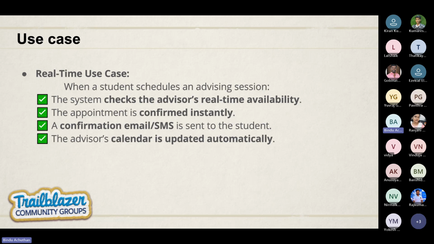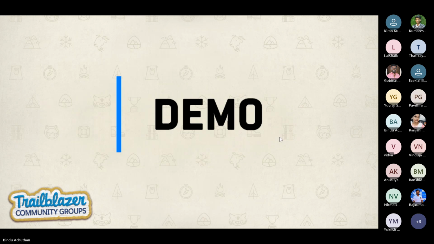Okay, so the next step is that the advisor's calendar is also updated successfully. So this appointment is reflected in the advisor's calendar as well. If the advisors need to reschedule or cancel their appointment, that's also fine to do. The system will notify the students accordingly based on their advisors' availability. Okay, so let's move on to the next slide.